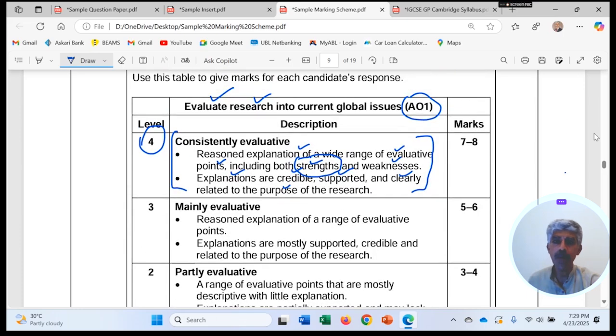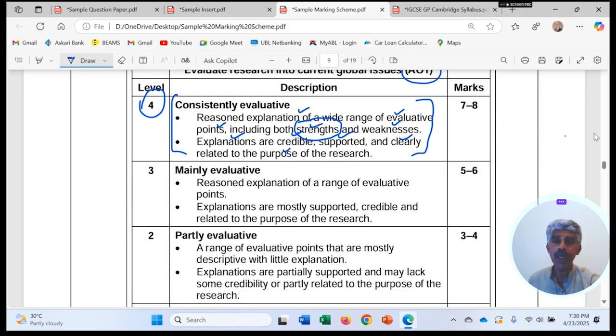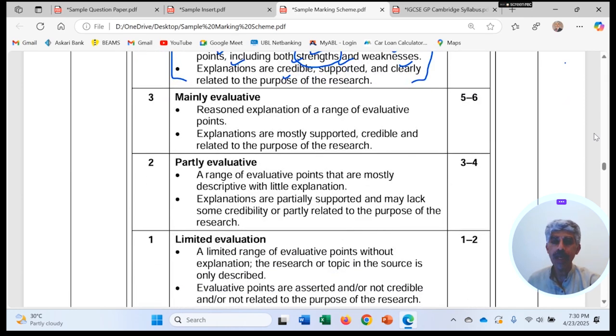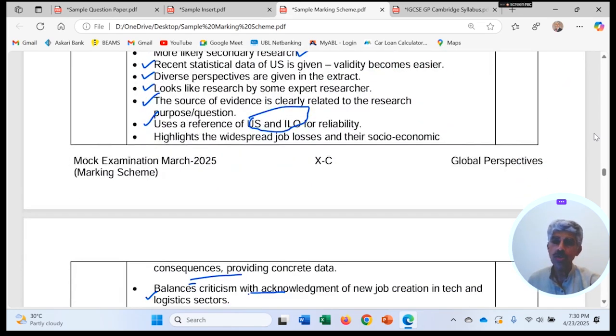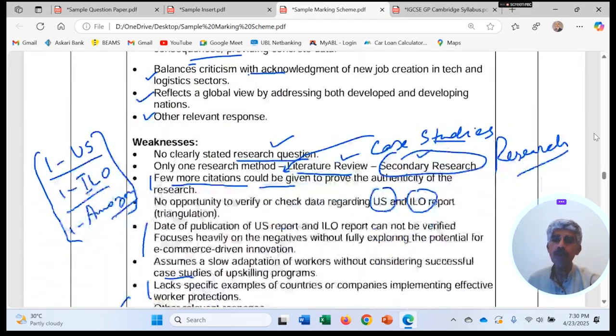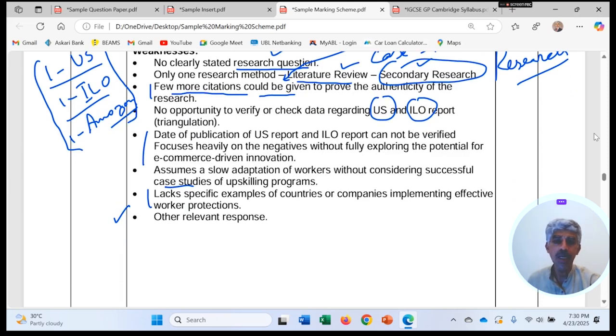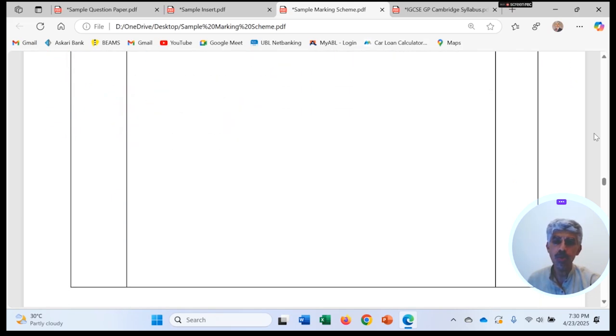As you all know, this is the 8 marks question. I say if you are able to explain three really good strengths and 2 or 3 really good weaknesses over here, you will be rewarded with full marks for this question. And now moving on to 2B.